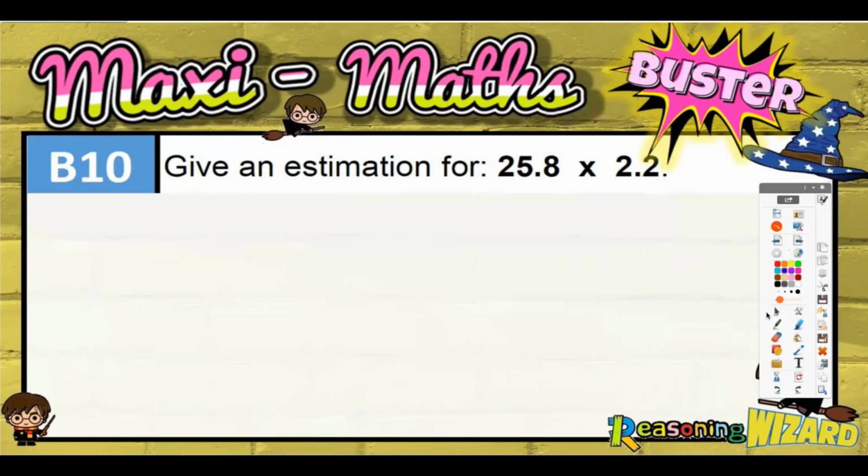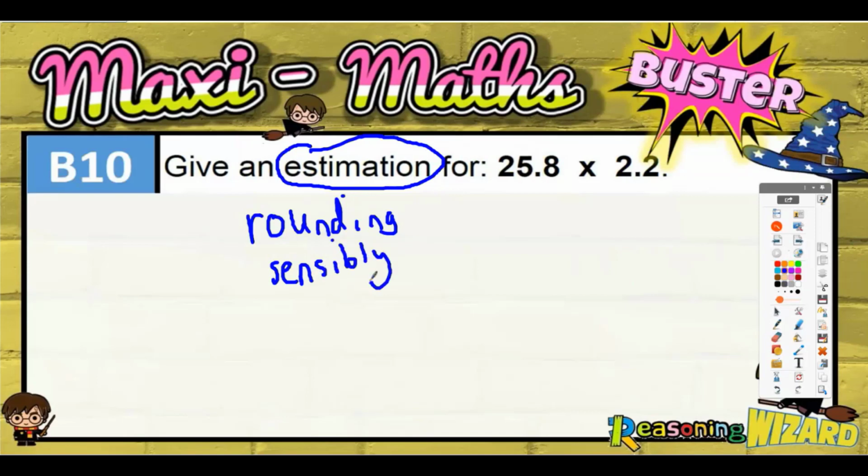Question 10, give an estimation for 25.8 times 2.2. Now, we don't really care what the real answer is if it says give an estimation. So we give an estimation by rounding sensibly. So what do I mean by rounding sensibly? Well, we round it to something that we can do in our heads.